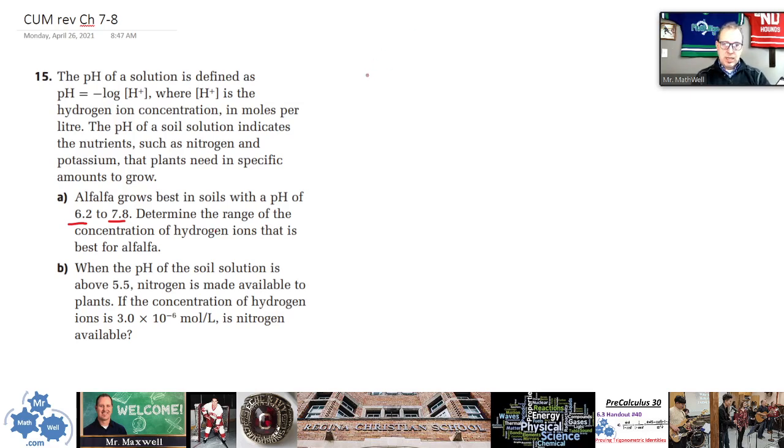So awesome. What we want to do is put each of these numbers separately into this equation and solve for the hydrogen concentration. So we need to know what the lower limit is for the hydrogen concentration and the upper limit. Or I should say, actually, you'll find out that this is the upper limit and this is the lower limit, but we're going to see that. So 6.2 is equal to the negative logarithm of the concentration of H+. Okay, so we need to solve for H+.